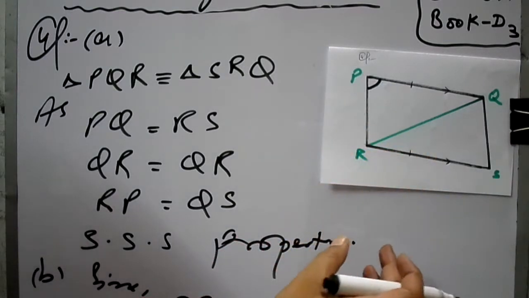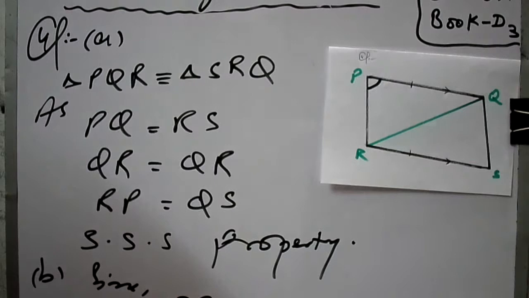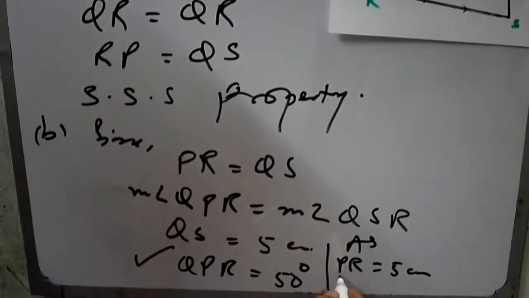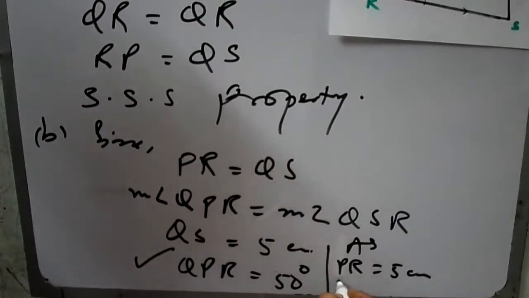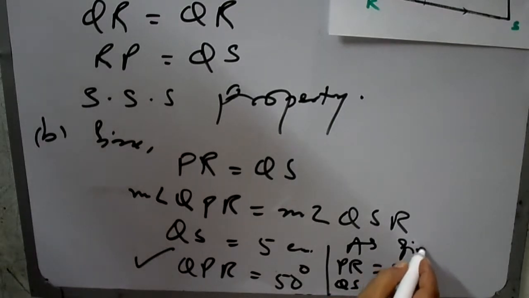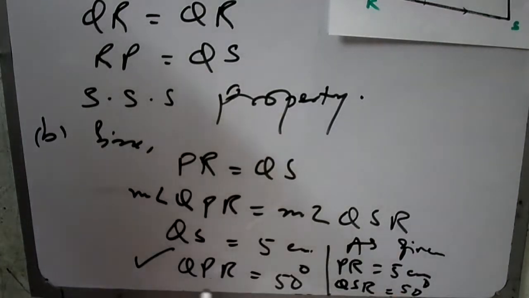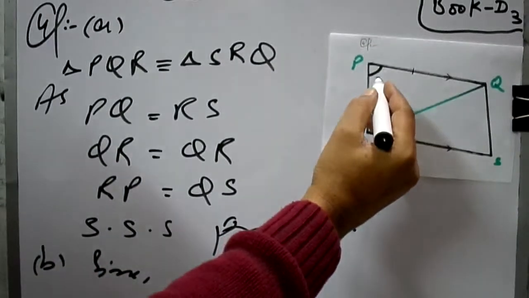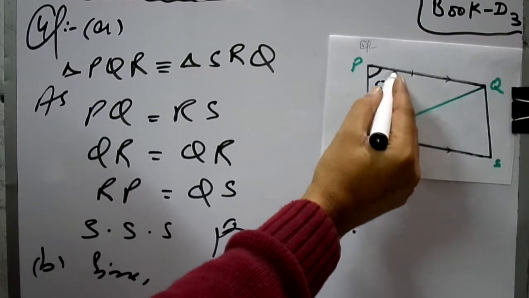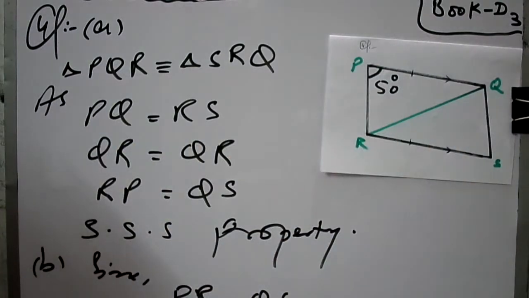So if angle QSR is equal to 50 degrees, as it is given to us under these two conditions, it means we also said that QPR is also 50, because both the triangles are congruent, so we can say it is also 50 degree. So we have completed this question.